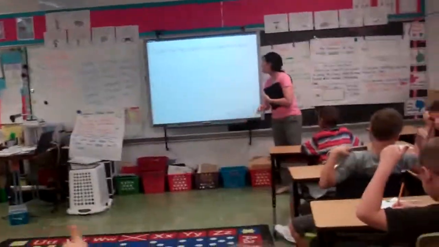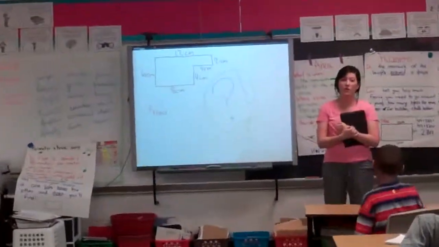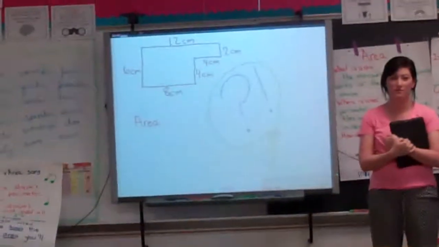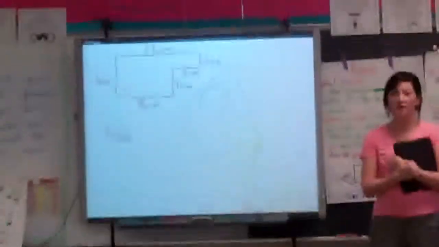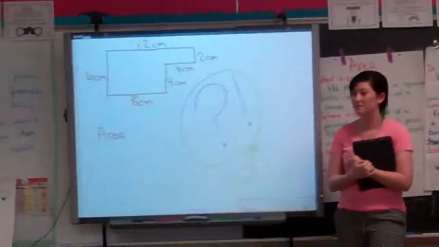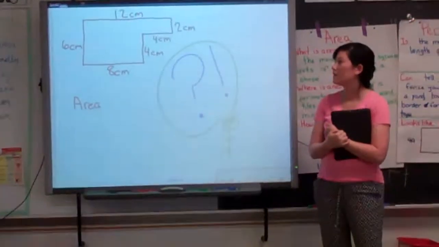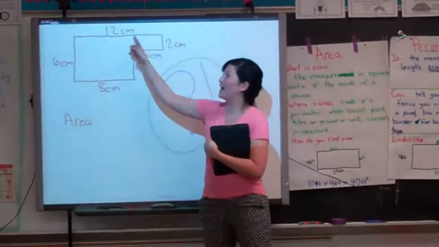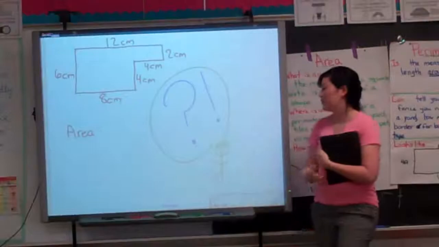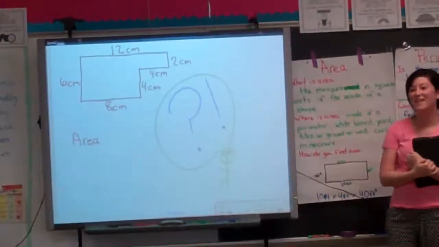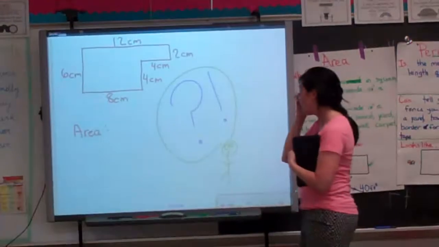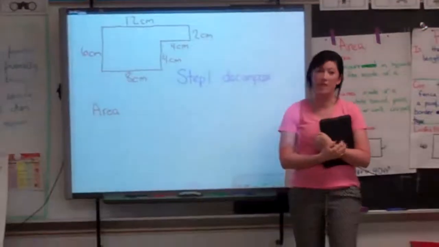Good. All right, thumbs up if you are done writing. Great. I want you all to look at that shape. If I'm standing beside it, I should be able to see everybody's eyes. If I asked you to find the area of that shape, would you look like that? That's what I'm thinking. So I'm going to break it down for you step by step.